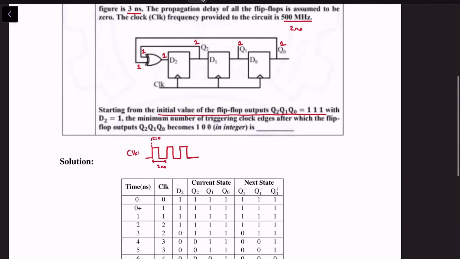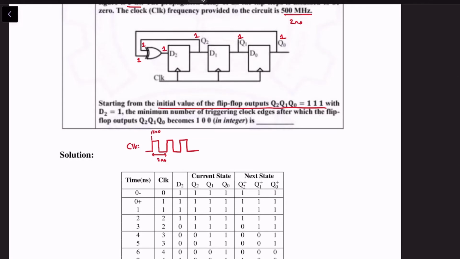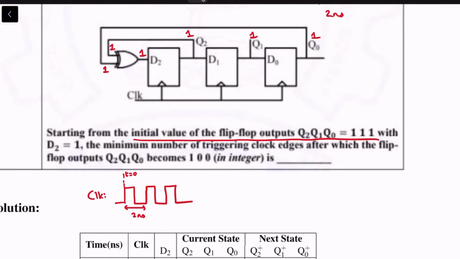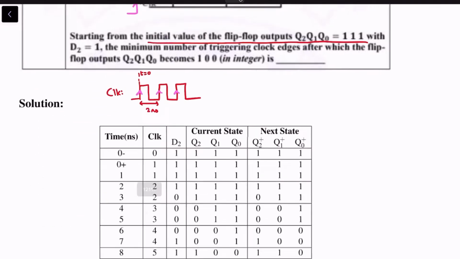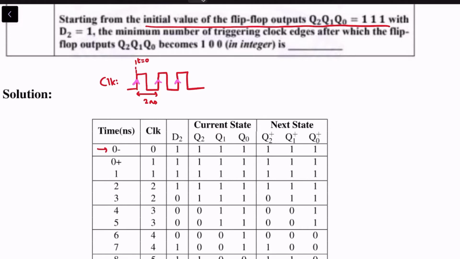So let's look at it in terms of the state sequence for this circuit. The way this sequential circuit works is that whatever is on Q2 will go to Q1, whatever is on Q1 will go to Q0, and what comes on Q2 is whatever is on D2. This is what happens at a positive edge of the clock. We assume that these are all positive edge triggered flip-flops. So let's look at the state sequence. This is the initial state, t equal to 0 minus. This column counts the number of clock edges that have passed. Before the first clock edge, obviously 0 clock edges have passed.